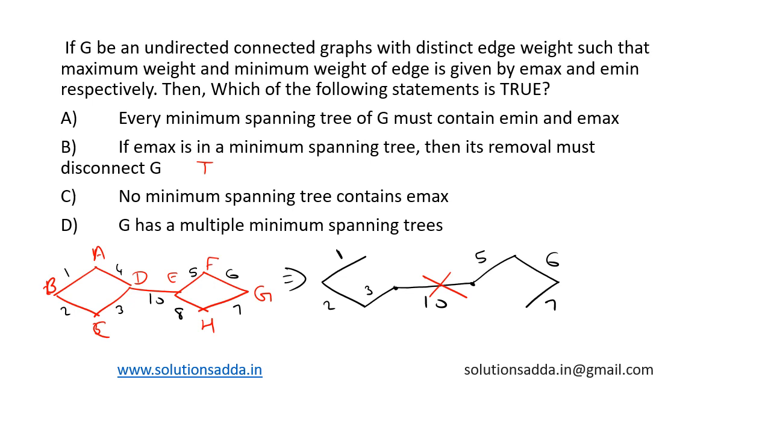This option is true, and option A is false. Then, no minimum spanning tree contains emax. This is also false because this diagram proved that this statement is false. Then, G has multiple minimum spanning trees. This is also false because we have distinct edge weights. Since we have distinct edge weights, we will be adding only distinct values, so multiple minimum spanning trees will not be possible. So based on the options, only option B is the correct answer here.